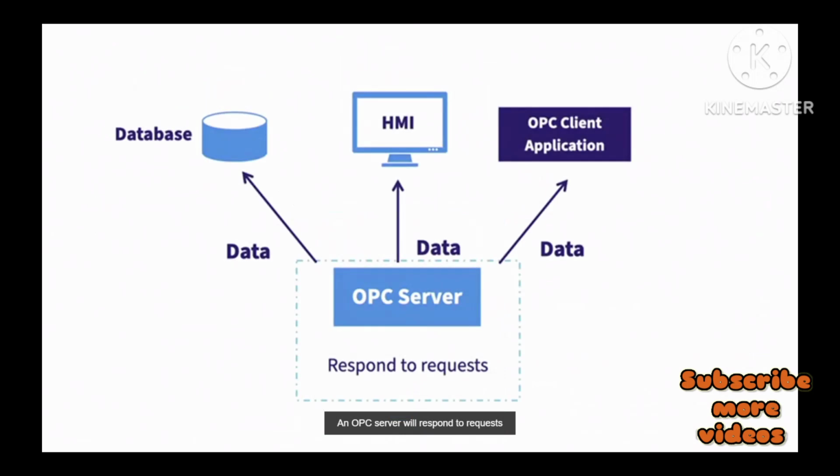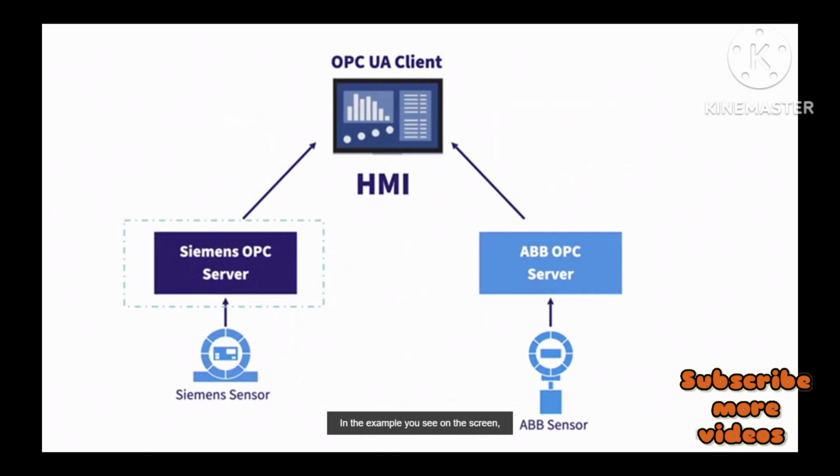An OPC server will respond to requests and provide data to one or more OPC clients. In the example you see on the screen, two devices from two different manufacturers, Siemens and ABB. Each has its own OPC server. The OPC server is to facilitate the data exchange between the sensors and the OPC client.